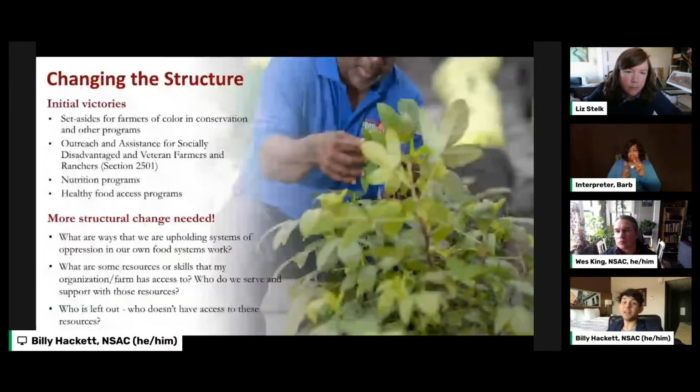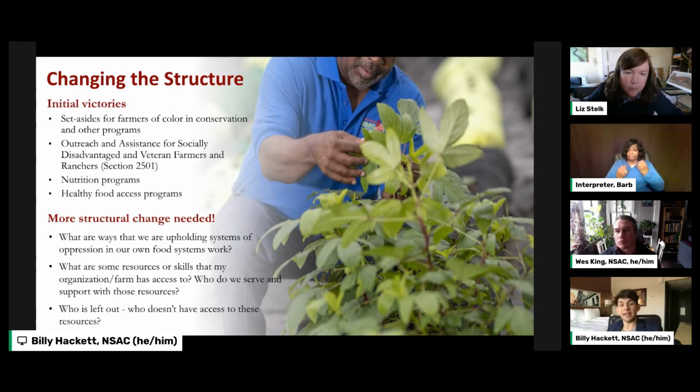So we're not the first to realize that. We're not the only people working on that. And I'm sure that many of you here today work on this in your own ways and in your communities, doing the work that you do. At the national policy level, we need to change the structure. There have been a number of initial victories, including set-asides for farmers of color in conservation and other programs authorized through the Farm Bill, essentially a pot of money or funds that are exclusively reserved for BIPOC or SDA farmers, socially disadvantaged farmers. We have specific programs meant to serve these farmers.